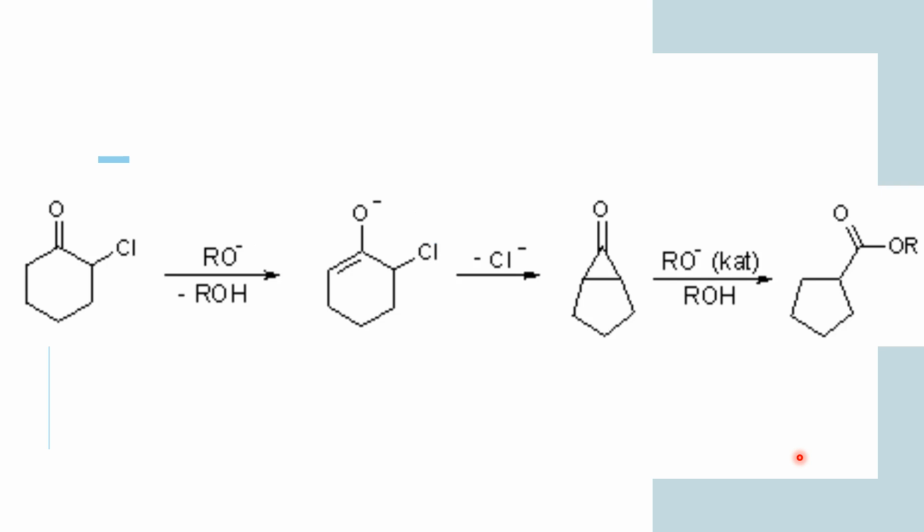This is how the alpha-halocyclohexanone, alpha-chlorocyclohexanone, reacts with a molecule of alkoxide to give us this five-membered ring containing ester as the final product.